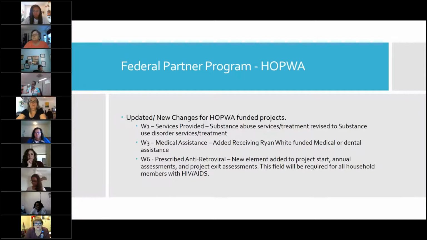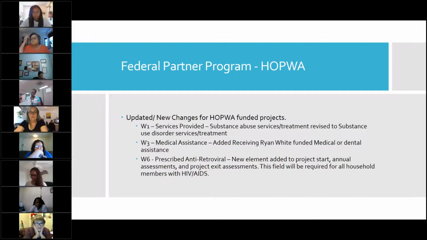Now we'll move on to federal partner data elements for HOPWA. There are 3 updates for HOPWA funded projects. For data element W1, services provided, substance abuse services / treatment was revised to substance use disorder services / treatment, as substance abuse is outdated language. For data element W3, medical assistance, the option for receiving Ryan White funded medical or dental assistance was added.